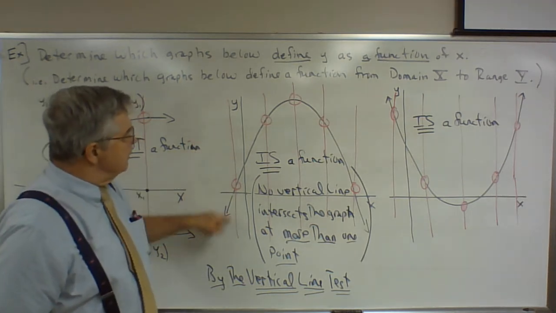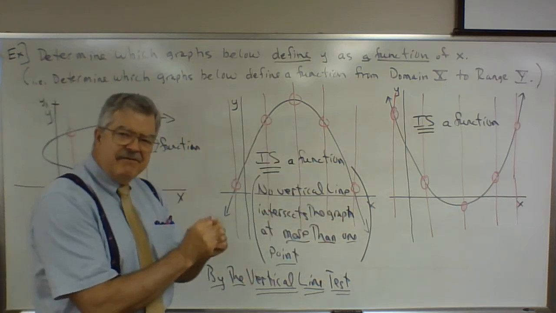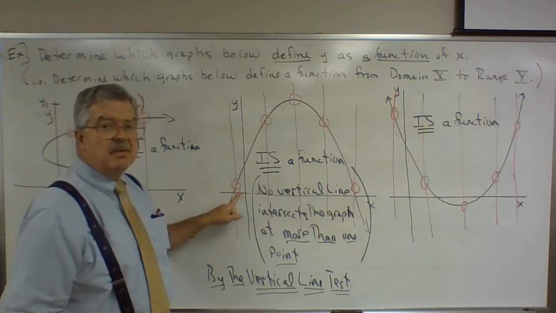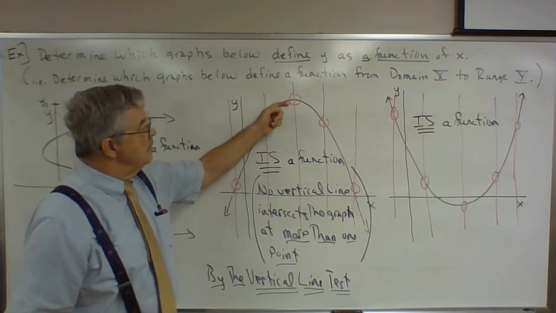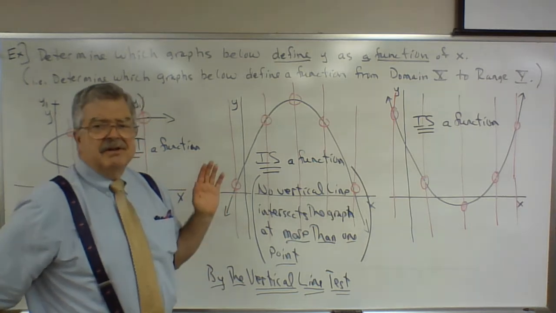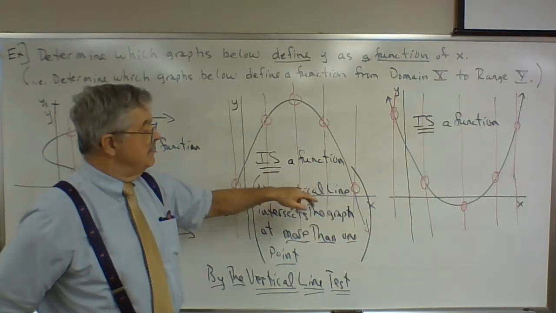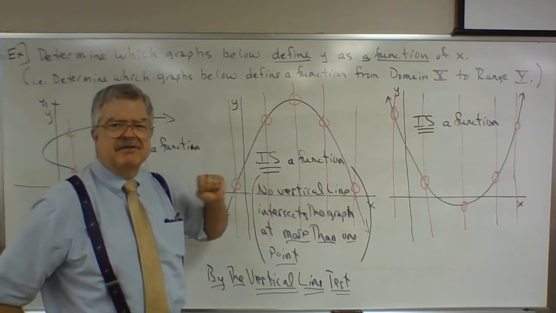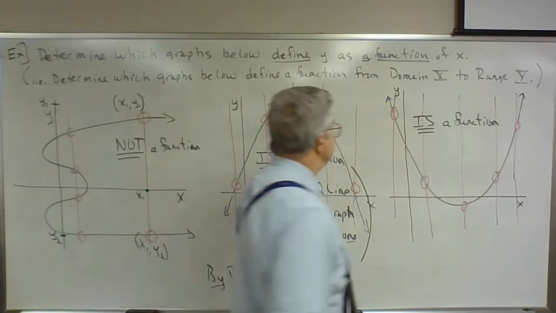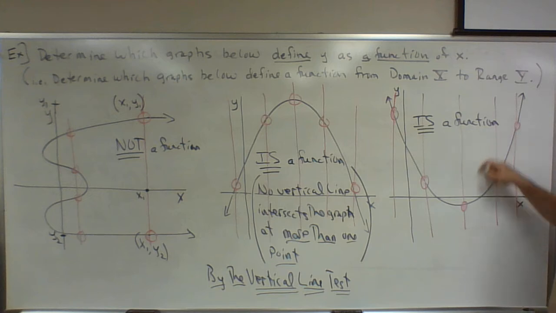If we can draw vertical lines anywhere in the xy plane, and those vertical lines never intersect the graph of the function at more than 1 point, see, this line, 1 point, this line, 1 point, this line, 1 point. If we can't draw a vertical line that intersects the graph at more than 1 point, it's a function. If every vertical line intersects at most at 1 point, it's a function. Same thing here. If every vertical line intersects the graph at most 1 point, it's a function.